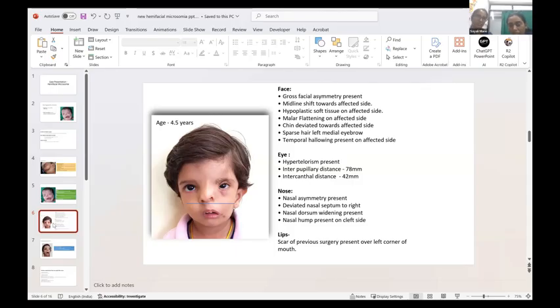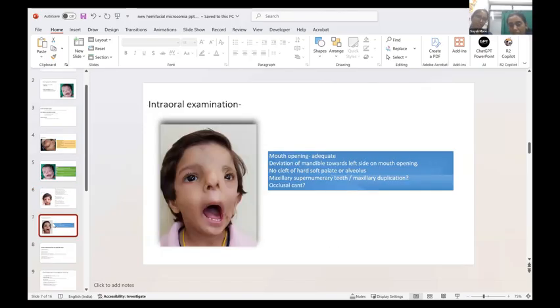On intraoral examination, the patient has adequate mouth opening. There's a deviation of the mandible towards the left side on opening the mouth. There's no cleft of the hard and soft palate or the alveolus. We would like to look in the maxilla for any supernumerary teeth or maxillary duplication and occlusal cant in the patient.